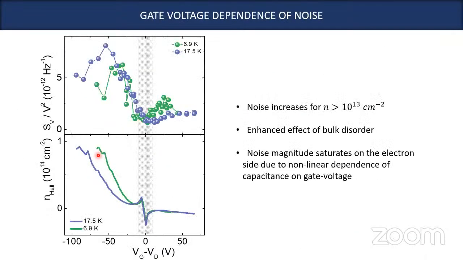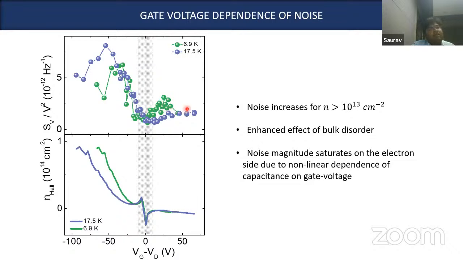We then looked at the gate voltage dependence of noise in these MBE grown samples. What we see is that it is qualitatively different from our thicker exfoliated samples. The noise increases around 10 to the power 13 per centimeter square, which is roughly around the bulk number density. So we can see the enhanced effect of bulk disorder.